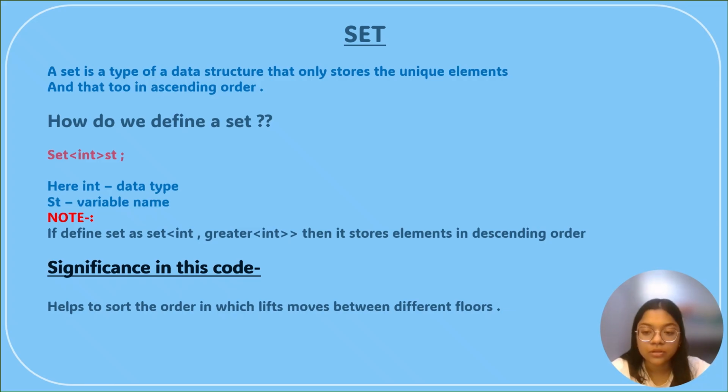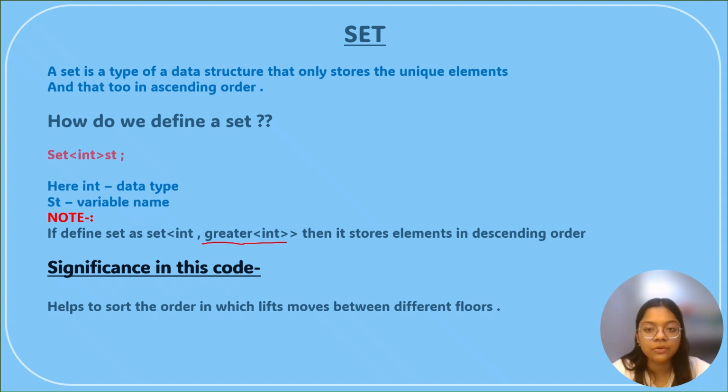Now in the upcoming code, there is a part in which I have to store the integer floor numbers in descending order too. For that, I have chosen greater integer. That is, this tells the set to store the given unique elements in descending order. What is the significance? Basically, it helps to automatically sort the floors in the elevator code. It sorts the order in which the lift moves between the floors.